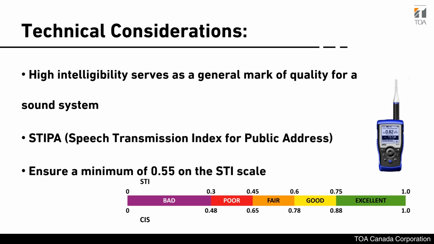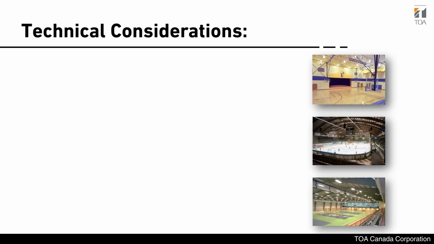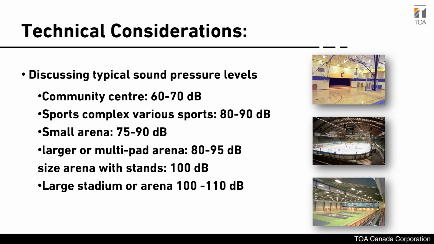Listed here are typical sound pressure levels for various types of systems. The SPL meter was set to A-weighted, slow response. Systems should be at least 10 dB above the background noise level to achieve a good signal-to-noise ratio.